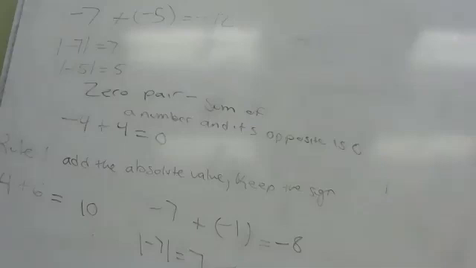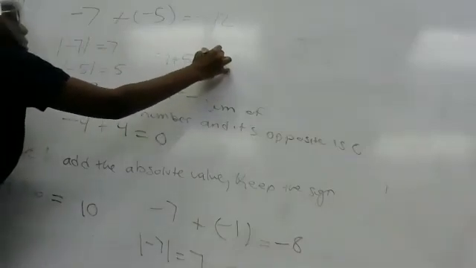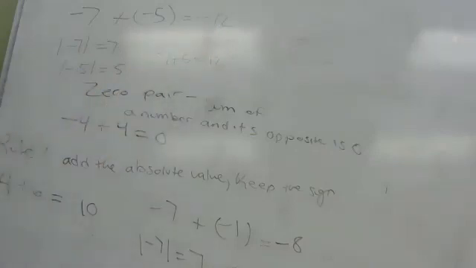All right, so 7 plus 5 is 12. And both signs were negative, so the final answer is negative 12. Again, the addition part is so simple.